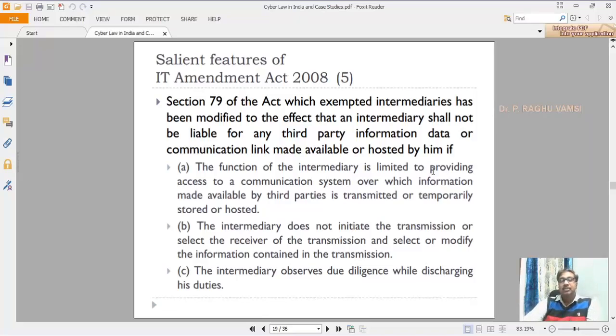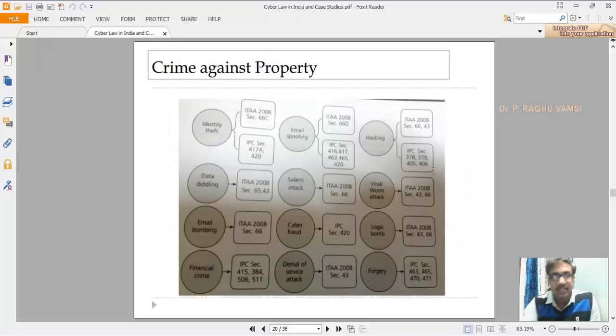The intermediary observes due diligence while discharging his duties. It is just like a broadband provider, and there may be a dealer nearby. He is only responsible for getting the broadband connectivity and providing it to the customer. He has no authority to trace the network traffic passing through the provider's or intermediary's servers. It is just like that.